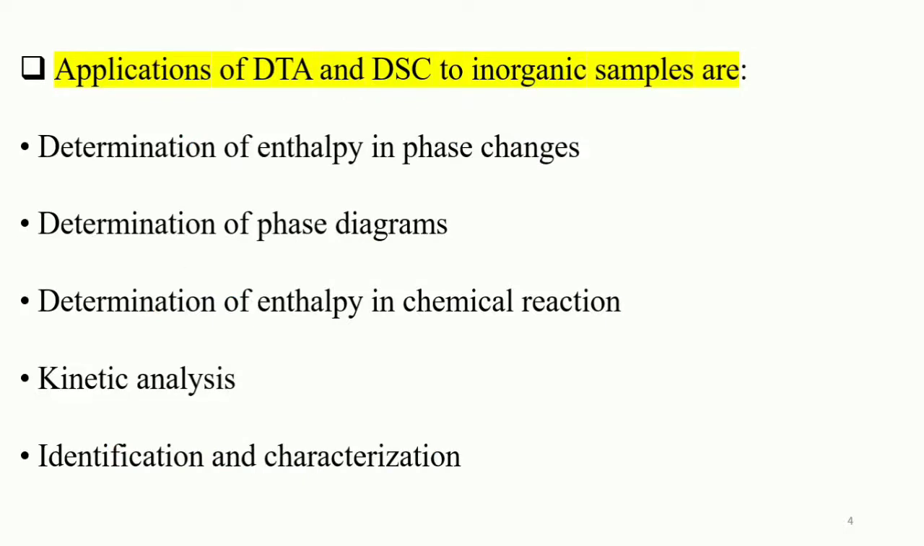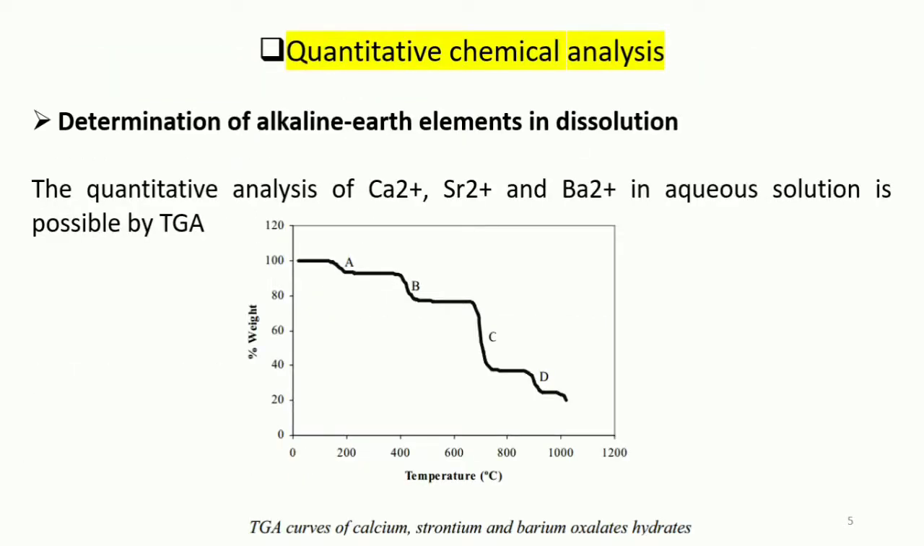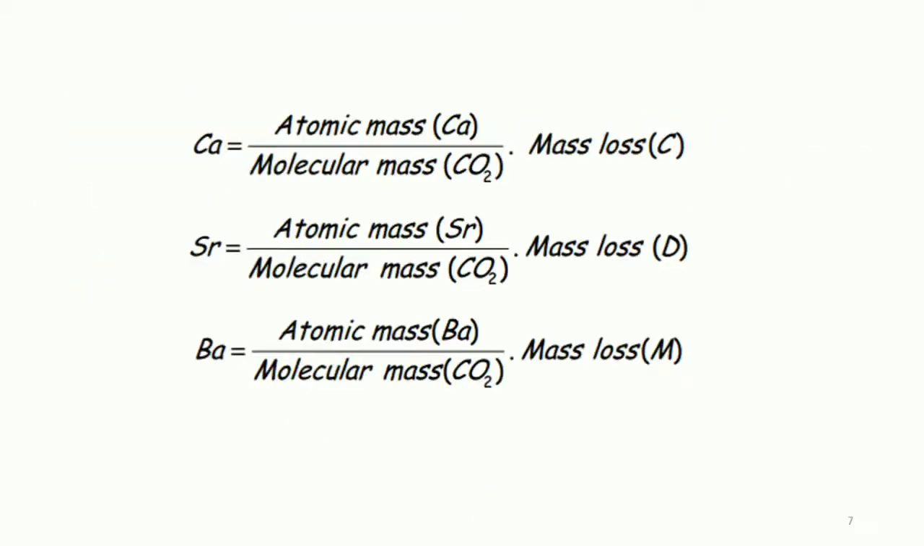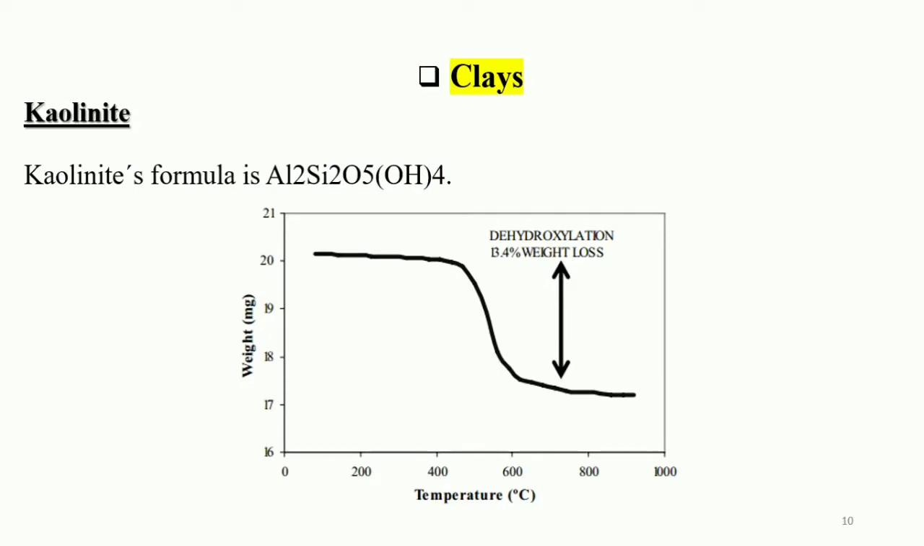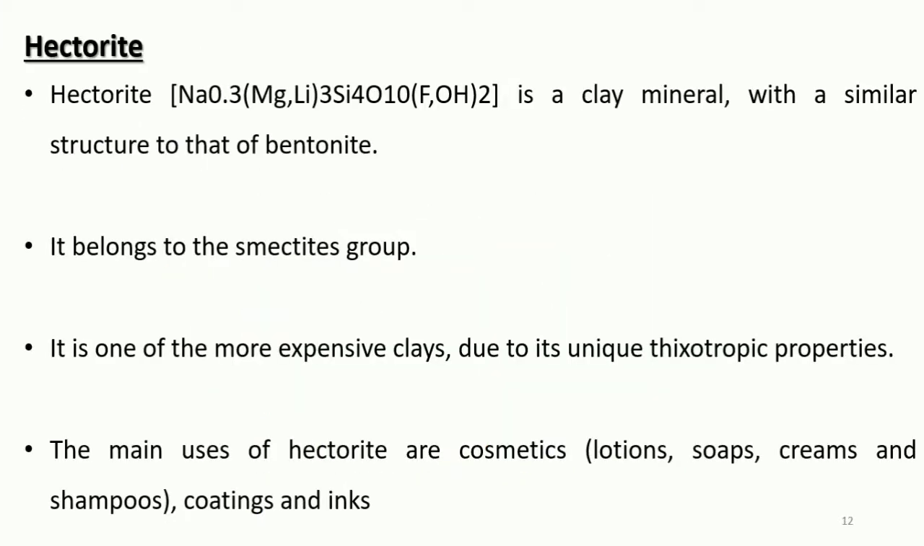We have already studied some of the applications of DTA and DSC, including the quantitative chemical analysis of alkaline earth metals, calcium and magnesium analysis in the dolomite ore, and we also talked about kaolinite in clays. Today we are going to discuss another example of clays, which is hectorite.